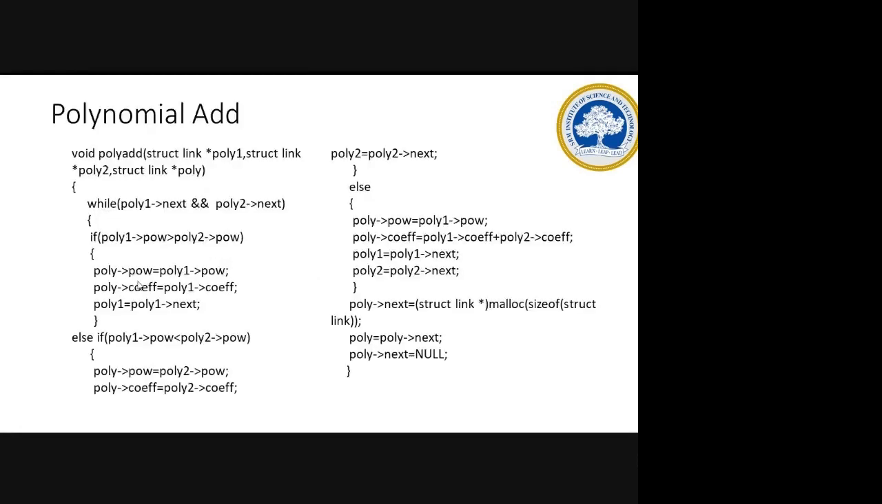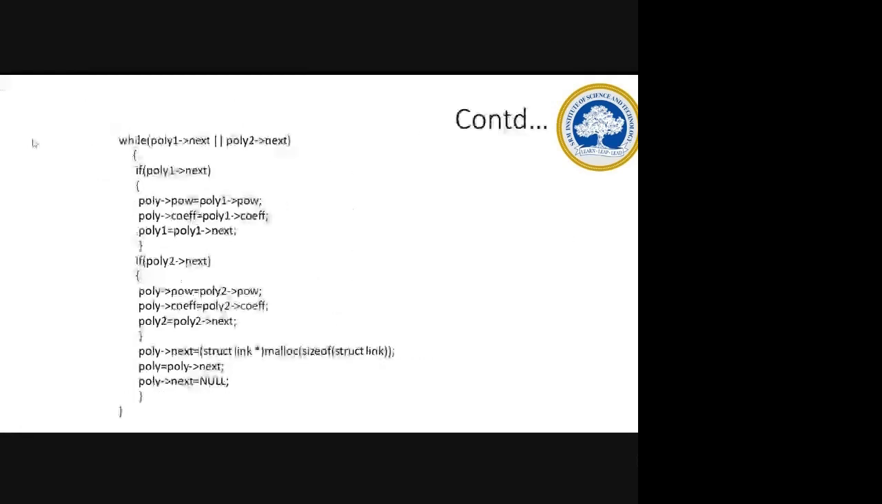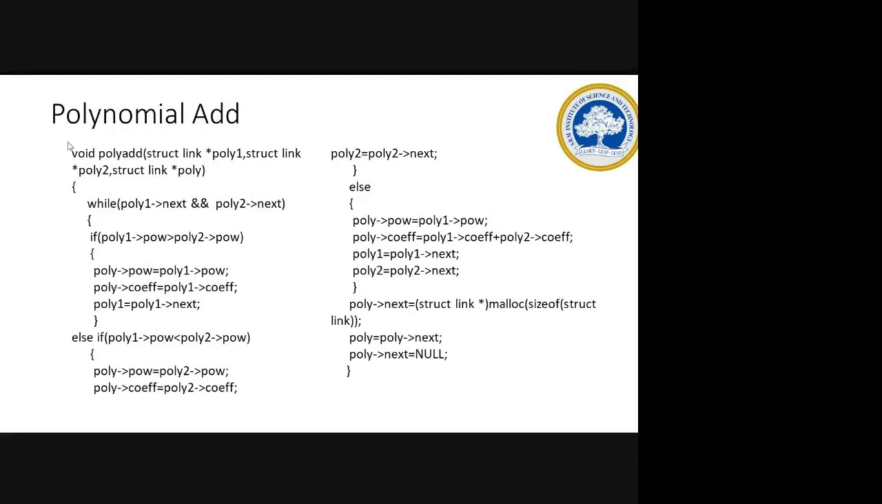Okay. Now see this procedure. Polynomial add procedure, just as I told you with the diagrammatic explanation. There I showed it as A and B. Here I have given them as poly 1 and poly 2. Then your stored result will be in poly. That's all. So while poly 1 of next and poly 2 of next, that means you have two.